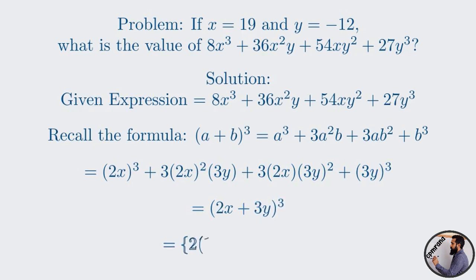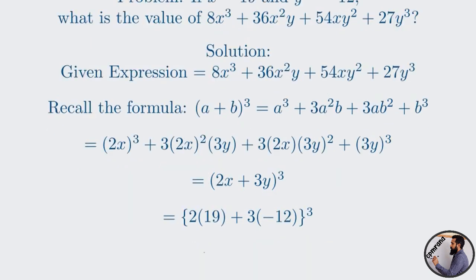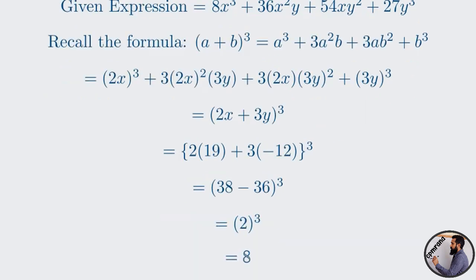Now we substitute the values. x is 19 and y is negative 12. Calculating the inside gives us 38 minus 36, which is 2 cubed, and 2 cubed is 8. Much easier than calculating 19 cubed.